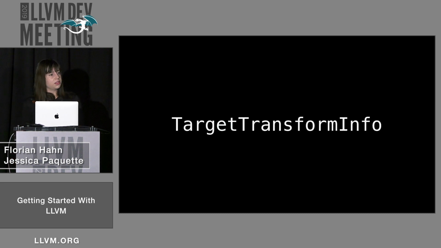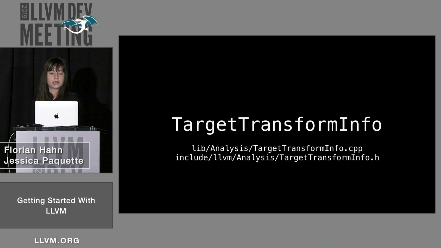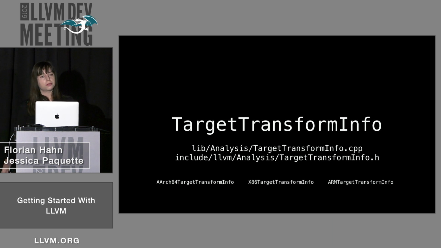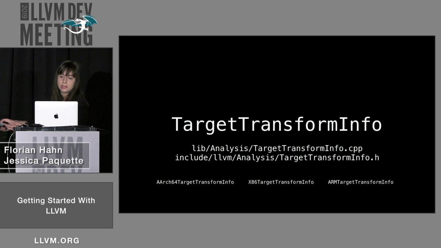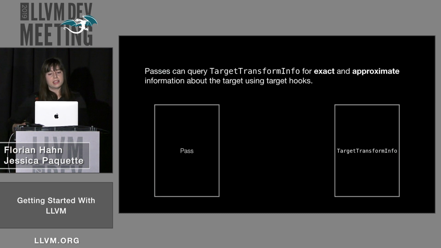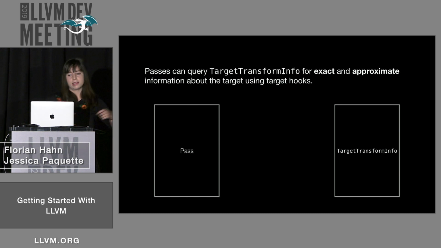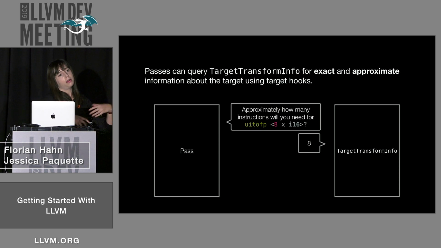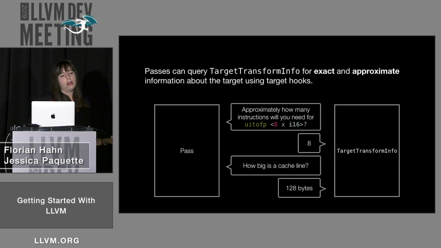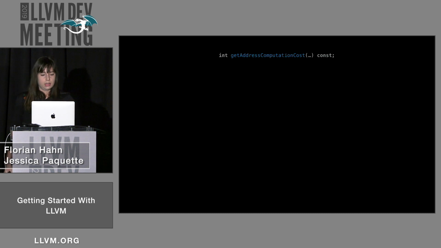One of the ways we can do this is using the TargetTransformInfo class. TargetTransformInfo lives in libanalysis, and targets can provide their own TargetTransformInfo, which overrides functions provided in the base TargetTransformInfo. What this does is it allows you to write these hooks, and these hooks can be overridden by targets. These hooks typically provide target-specific heuristics for some pass or many passes. For example, you could write a hook which would tell you roughly how many instructions this UI to FP might take, or you could write a hook that tells you how big a cache line is on the target. For example, we could have a hook that estimates how expensive it is to compute an address.